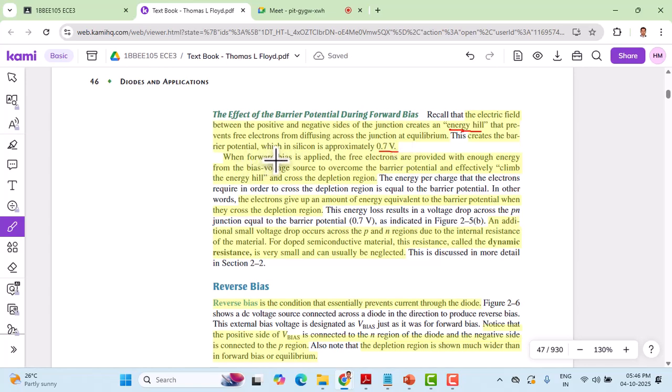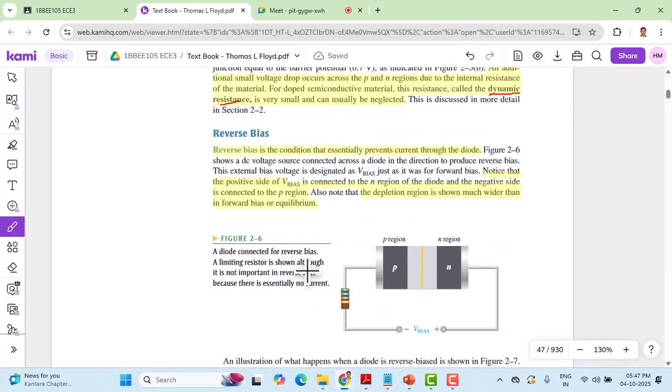And as usual, if you apply the forward bias, the free electrons will get sufficient energy from the bias voltage source that can overcome the barrier potential, and they can climb the energy hill and cross the depletion region. The electrons give up an amount of energy equivalent to the barrier potential when they cross the depletion region, and an additional small voltage drop occurs across the P and N regions due to the internal resistance, and that resistance is called dynamic resistance. The resistance that exists in the forward direction is called dynamic resistance. Of course, it's going to be a small value.